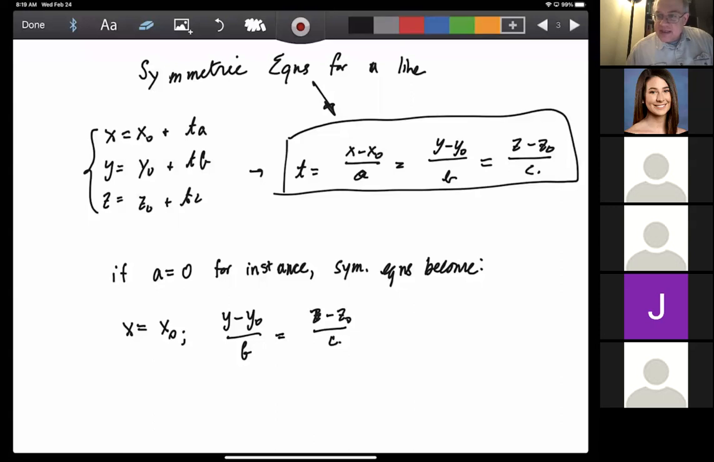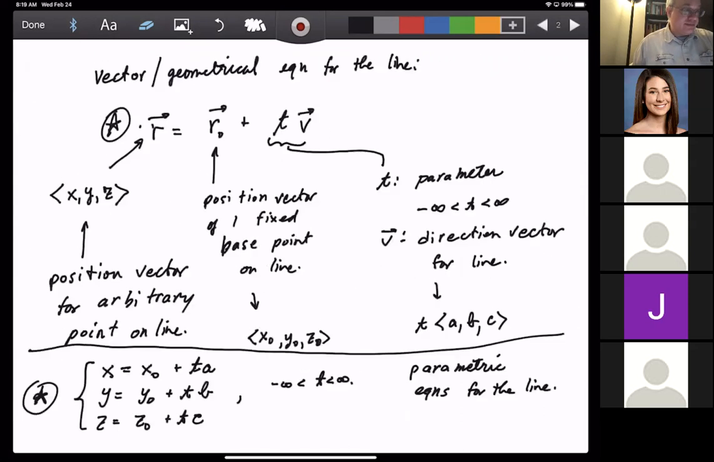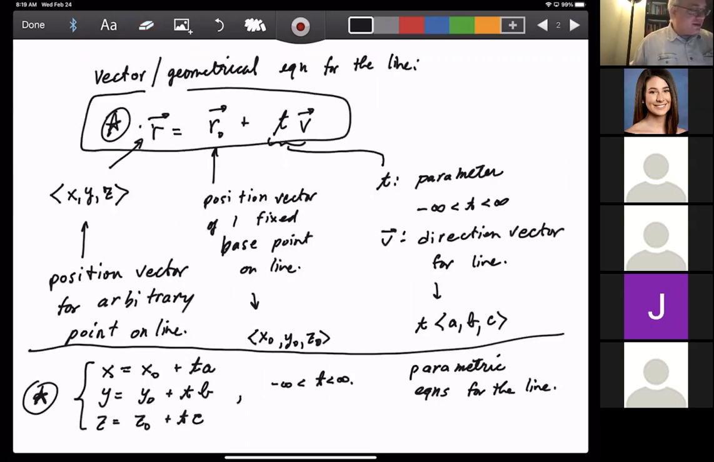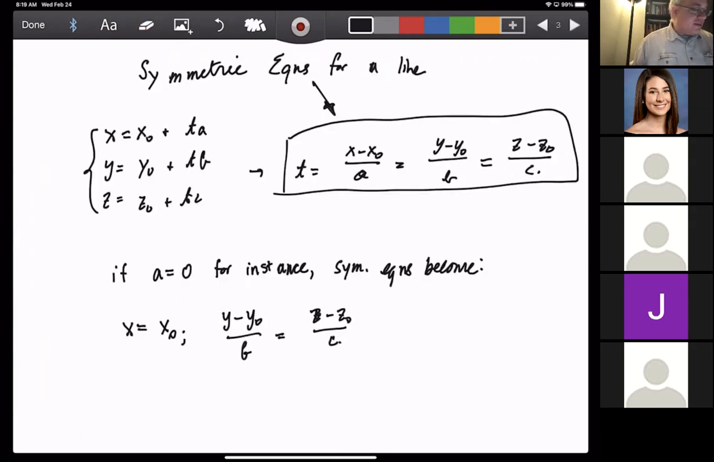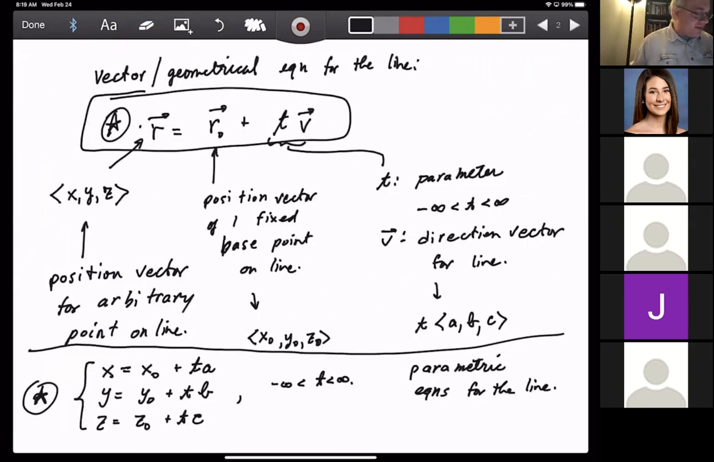Would the values of these equations be a vector or a scalar? Well, the vector equation is written in terms of vectors, right? You've got the r sub 0, and the v. Both the symmetric equations and the parametric equations are written in terms of scalar quantities. They're really written in terms of the scalars that make up the components of the direction vector or position vectors of the points on the line.